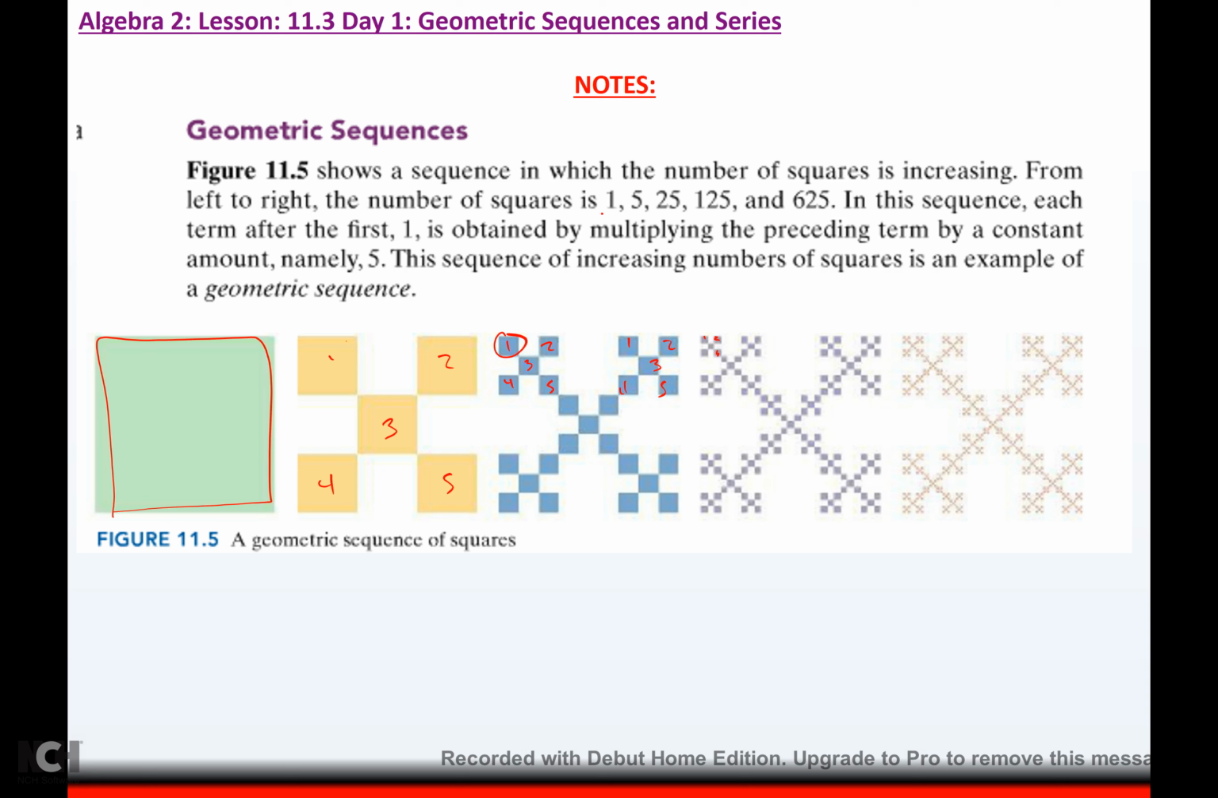And you can see this pattern: 1, 5, 25, 125, 625. Each term after the first is obtained by multiplying the preceding term by a constant amount, namely in this case 5. It's increasing by multiplication, whereas our arithmetic sequences increased by addition or subtraction. Increasing by multiplication, or decreasing by division, if you will, is a geometric sequence.